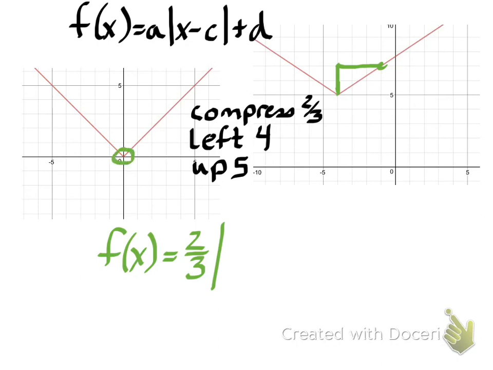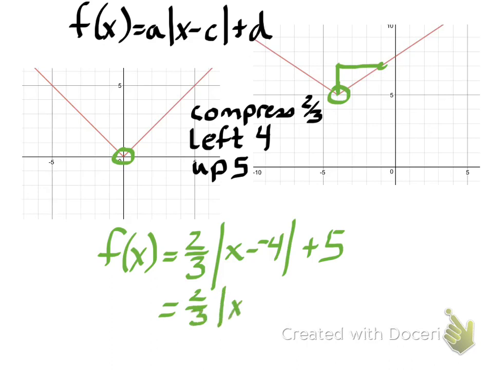Now, the original vertex of the parent function, the absolute value of x, was at (0, 0). The new vertex is at (-4, 5). So I have x minus a negative 4, plus 5. And when I work through what's inside and find my signs, I have x plus 4 inside the absolute value, plus 5.